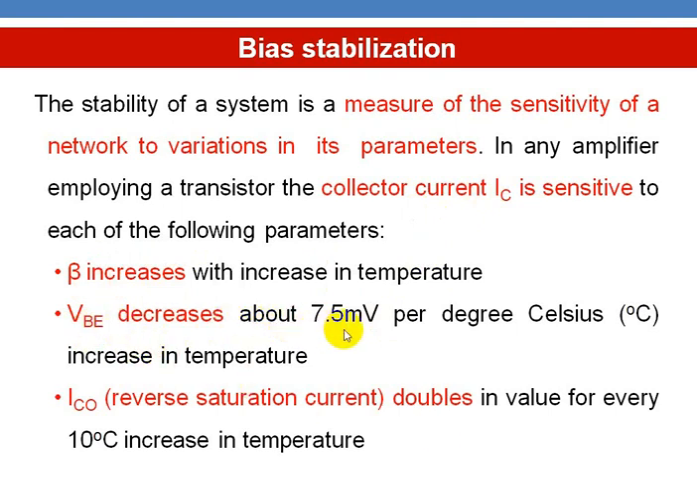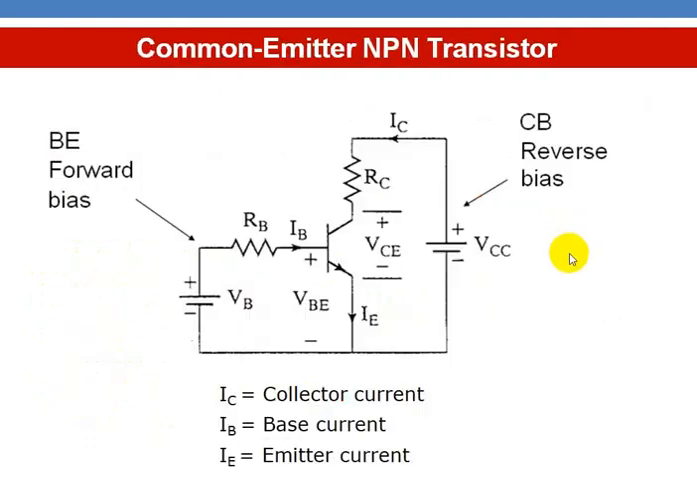VBE decreases about 7.5 millivolt per degree Celsius increase in temperature. Similarly, ICO, the reverse saturation current, is found to be doubled in value for every 10-degree increase in temperature. So these three parameters, beta, VBE, and ICO, will change with temperature. And these three parameters in turn affect the collector current.